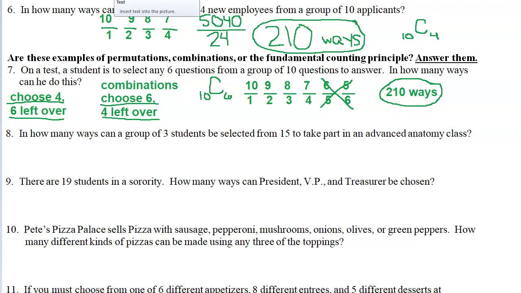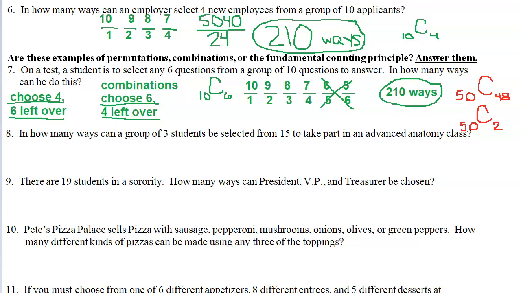So to bring up a wild example, and this was the one that I did yesterday, if you had a 50C48, that sounds really intimidating. Even the calculator takes a second to do it if you're trying to figure out what's going on. But if you're choosing 48, you're going to have 2 left over, which means a 50C48 is really the same as a 50C2.